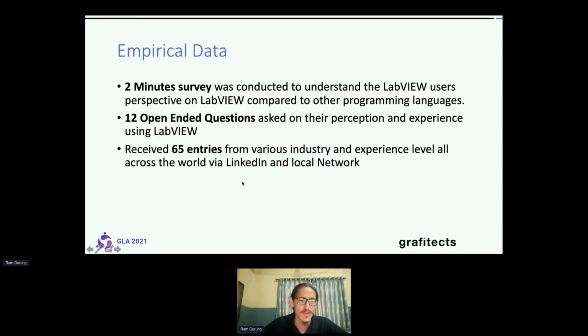On that, we received 65 entries. This is a good number in my context, because out of the majority of people using LabVIEW, not everybody actually uses LabVIEW, and that is quite understandable. I ran the survey for 5 days on LinkedIn as well as the local network, and I got a lot of information from all the people. There is lots of data, so I'll rush. I'll take all the questions at the end. Okay, it is going to be discussed afterwards.